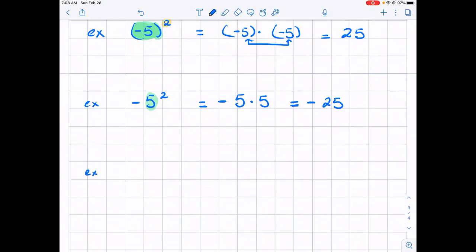Now, how about if I have the example 2 to the 4th times 2 to the 3rd? Well, notice using properties that I've had before, the base is 2. So we keep the base and we add the power, 4 plus 3. And that is equal to 2 to the 7th power.